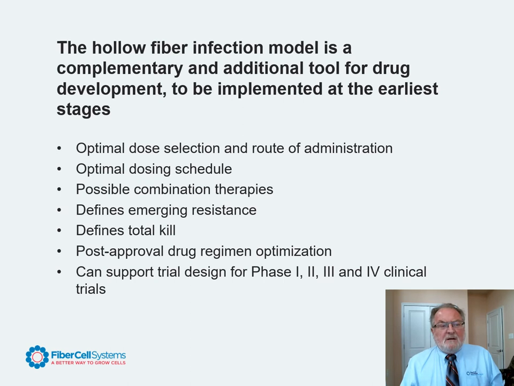The hollow fiber infection model is a complementary and additional tool for drug development and should be implemented at the earliest stages. It can give you optimal dose selection and route of administration, optimal dosing schedule and dosing amounts, can define possible combination therapies. Two drug and even three drug models have been used. We can define dosing profiles that result in bacterial resistance. We can define total kill. We can look at post-approval drug regimen optimization. We can support trial design for phase 1, phase 2, phase 3, and phase 4 clinical trials. Phase 4 would be expanding the label of a particular antibiotic for new organisms.